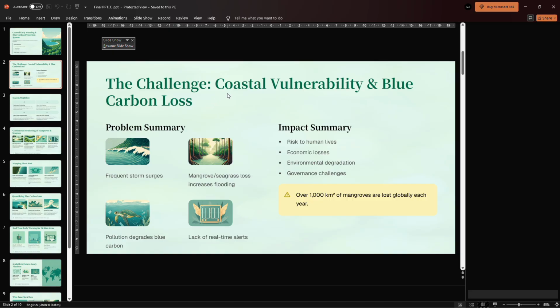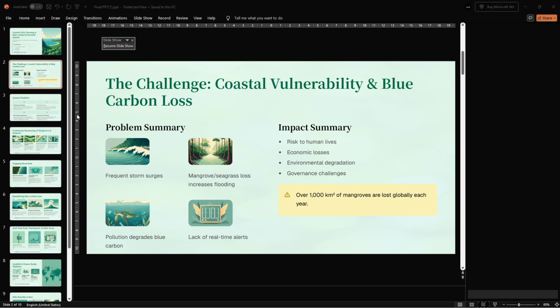The challenges we faced while implementing this, and why we are proposing this solution, are cost, vulnerability, and blue carbon loss. The problem summary is frequent storm surges, mangrove and seagrass loss, increased flooding, and pollution degrading blue carbon, and lack of real-time alerts, which causes the main thing, risk to human lives. The second thing is economic losses, environmental degradation, government challenges, and many more things which can harm humans, the environment, the government, and even a normal person. Now let's move to the next slide.